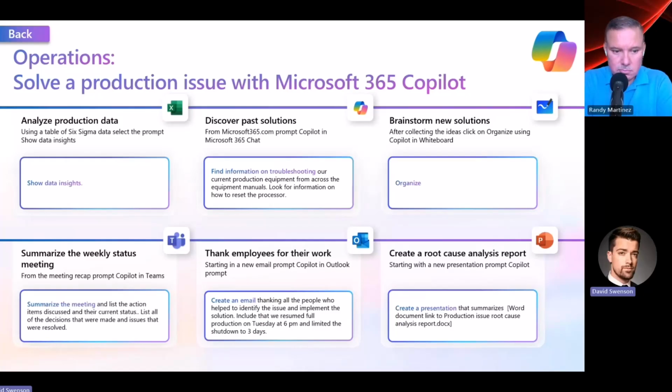Then, of course, we want to move on to communicating with our team. So we can pull up Copilot in Outlook and say, hey, create an email thanking everyone for their help to identify the issue, implement the solution, include that we resumed full production on this, and limited the shutdown to 3 days. So, of course, this prompt is now saying, okay, first, let me look at what happened here. Let me look at what happened here. Let me look at what happened here and here, then take all of this into account and generate a full response to those individuals.